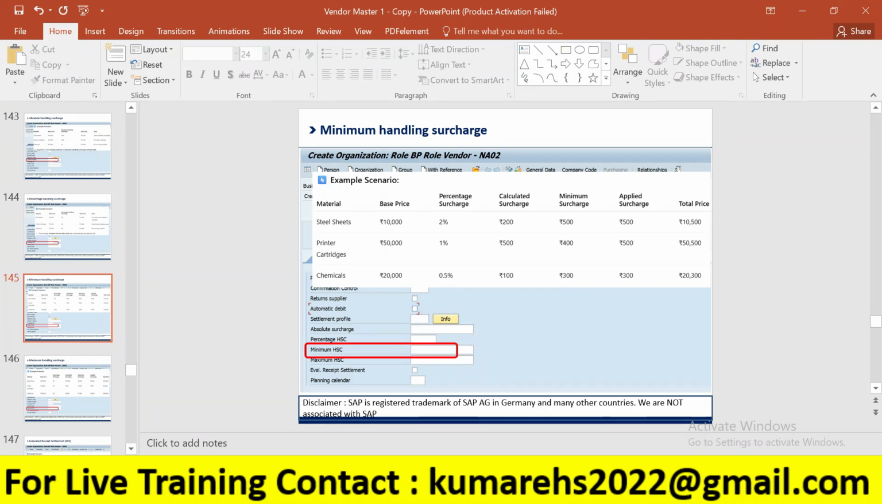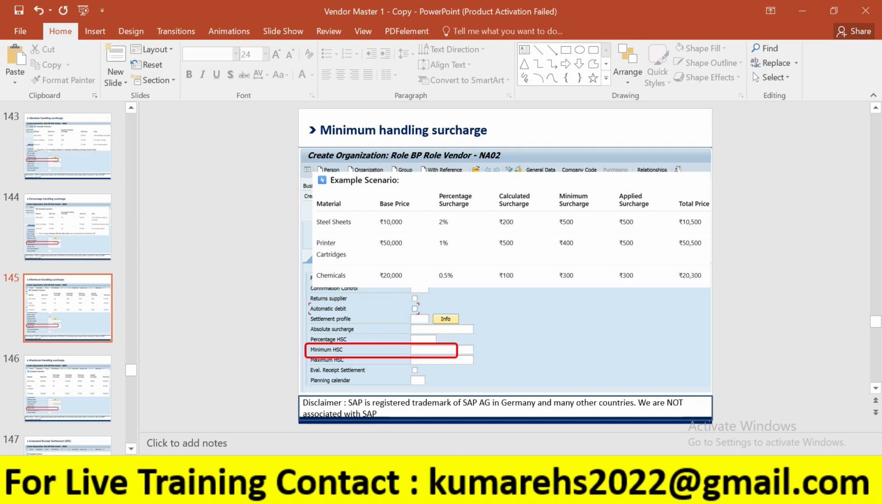The important tips: always define minimum handling charges for materials where handling costs are significant, even for low value orders. Review account assignment to ensure the surcharges are posted correctly in financial accounting. The next field is maximum handling surcharge. This is slightly different from minimum handling surcharge. It is also used in SAP MM purchasing logistics pricing, used to define the upper limit of handling or service charges applied to a material or purchase order.